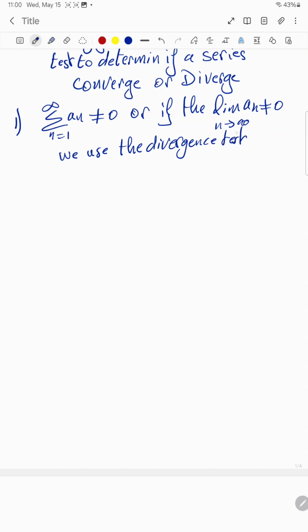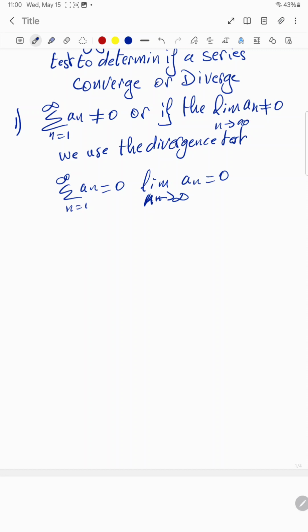But if the limit of an when n goes to infinity is equal to 0, then we cannot conclude anything. We need more information, and we will see that in the next strategy. I will give you a strategy for how to find the convergence of a series. So let's go to strategy number 2.